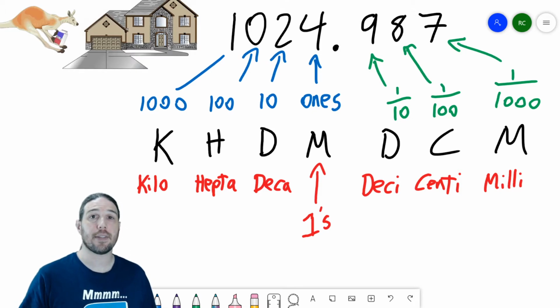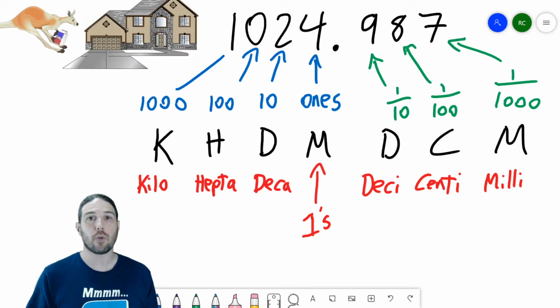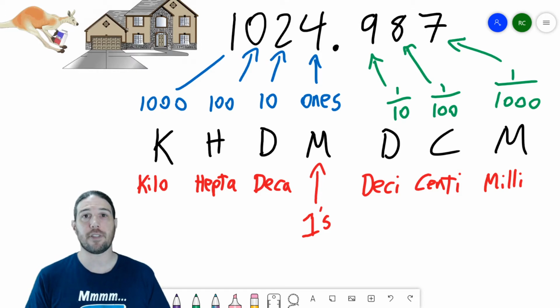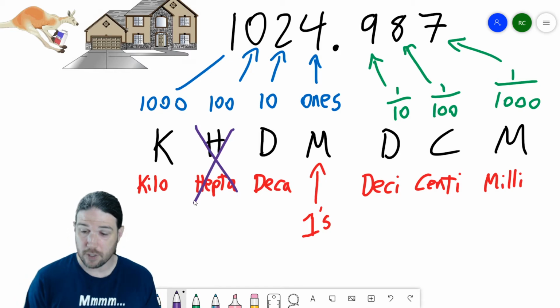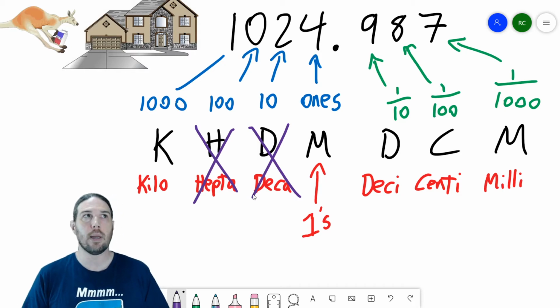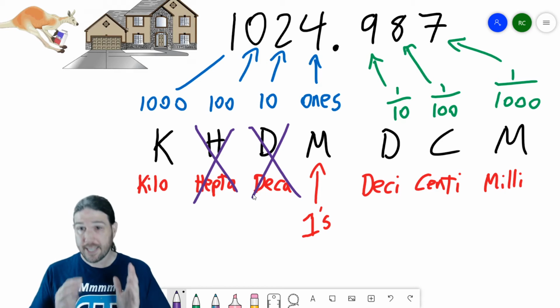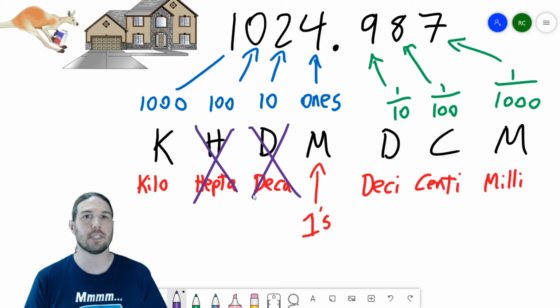Now, yes, just like the decimal system, these do go way up and way down, right? You can get nanometers or megameters or that sort of thing. But you don't have to really memorize all of those. In fact, you don't even have to memorize all of these. Like I said, I can't think of the last time I've used hepta. I can't think of the last time I've used deca in an actual metric system context. So if you can stick kilo, deci, centi, and milli in your head, you've got the metric system down for all practical purposes.